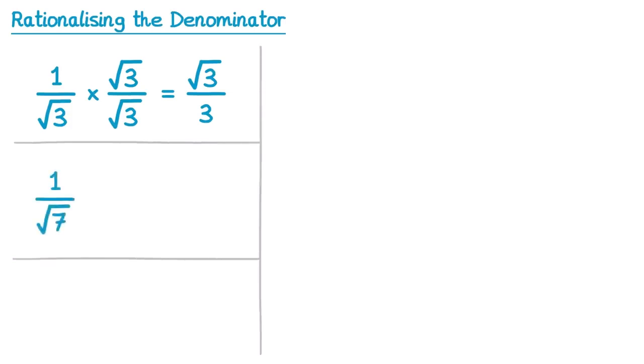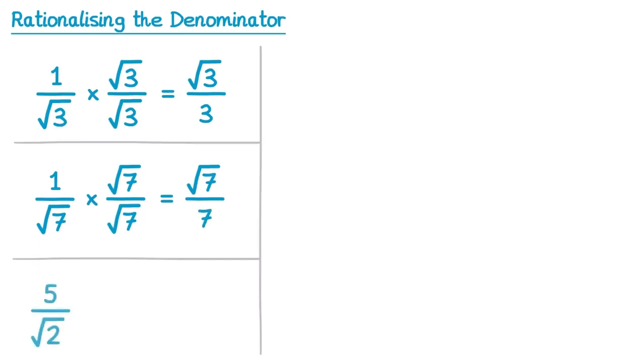So let's try 1 over square root 7. We're going to multiply this on the bottom by square root 7 and on the top by square root 7. On the top we do 1 times square root 7, that's square root 7, and on the bottom, square root 7 multiplied by itself is 7. So 1 over root 7 is the same as root 7 over 7.